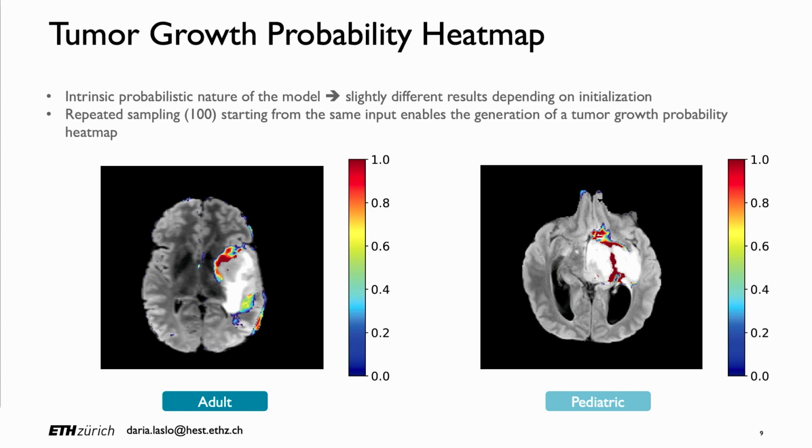And to have some more robust predictions, we actually repeated this generation multiple times, and we managed to create these tumor growth probability heat maps where you can interpret the color of each pixel as being the probability of that pixel turning from a non-tumor pixel into a tumor pixel.